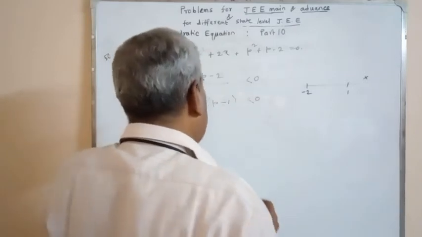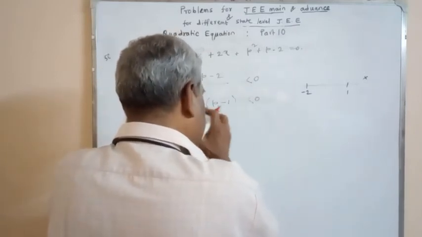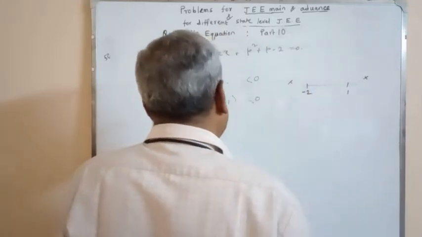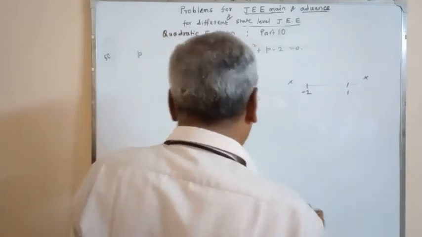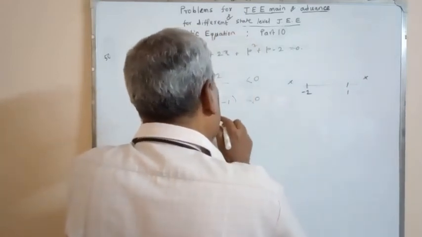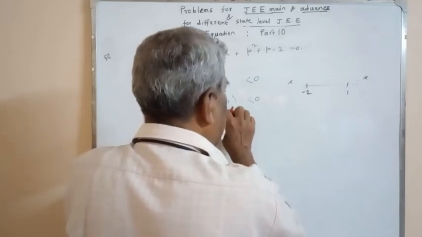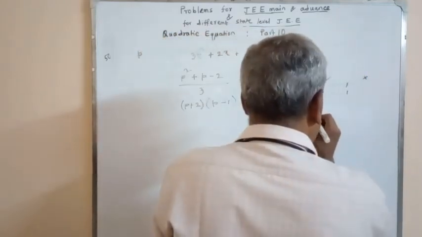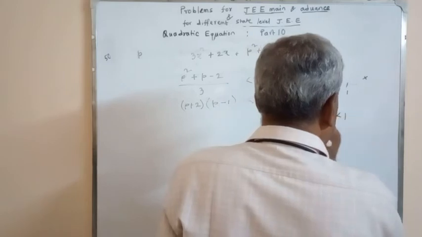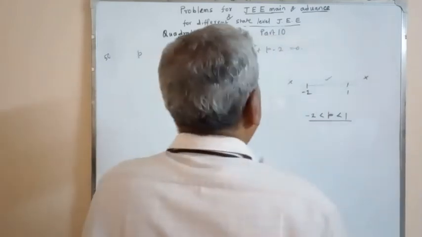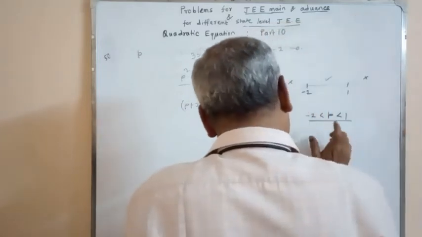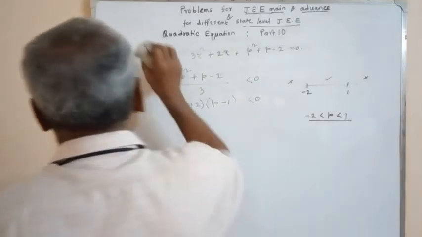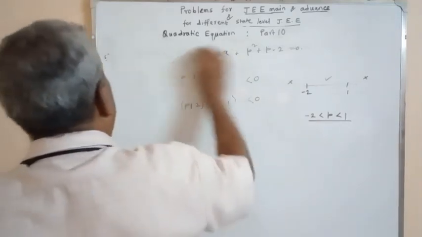If p is less than minus 2, say minus 3, then both are negative, and the product must be negative, so p is not there. But if p lies between minus 2 and 1, say 0, then one factor is positive and the other negative. So p lies within that interval. Therefore, minus 2 less than p less than 1. This is our answer. I forgot to give the option, and one option must be that. Next, problem number 51.